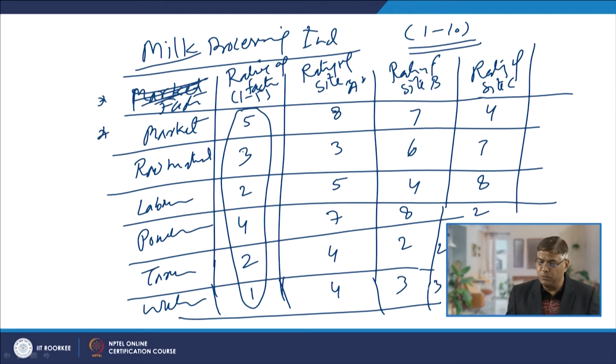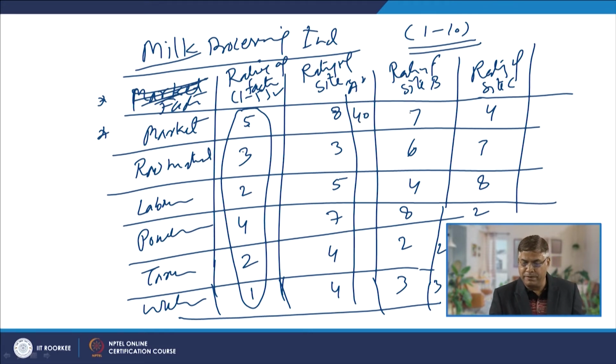Now, what we have to do is take the product of the rating of each factor and the rating of that site. So, 8 into 5 is 40, 5 into 7, say, 35, and 5 into 4, say, 20.